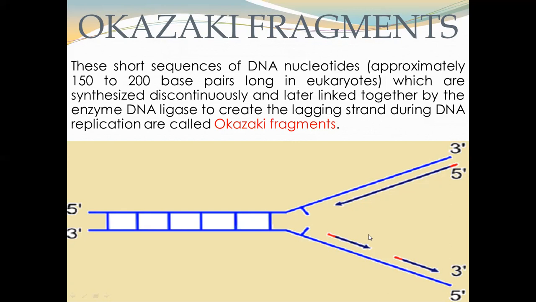The synthesis is from the 5 prime to the 3 prime, and on the lagging DNA strand it takes place in short fragments, short sequences of DNA nucleotides, approximately 150 to 200 base pairs. These short fragments of DNA nucleotides are known as Okazaki fragments. These short fragments are then ligated by the action of the enzyme DNA ligase. So these two fragments will be ligated. Ligated means they will be joined.